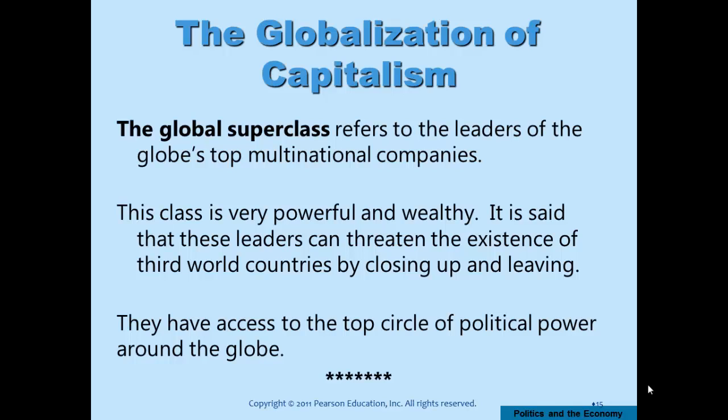So this is a part of that power elite that Domhoff and Mills wrote about, the corporate leaders, and so they have a lot of access to world leaders around the globe and have a lot of things to say about what goes on, not only in terms of the economy, but I would be willing to venture a guess that they have something to say about the kinds of wars that are fought and why they're fought and when and where.